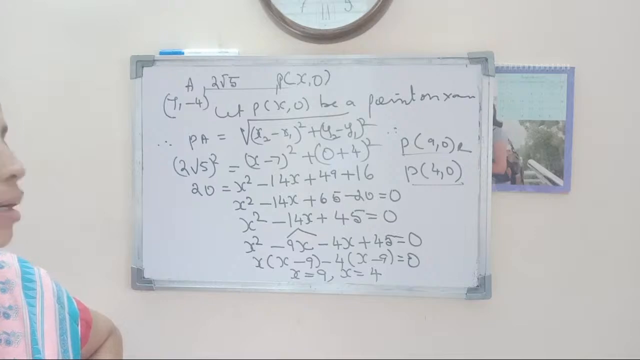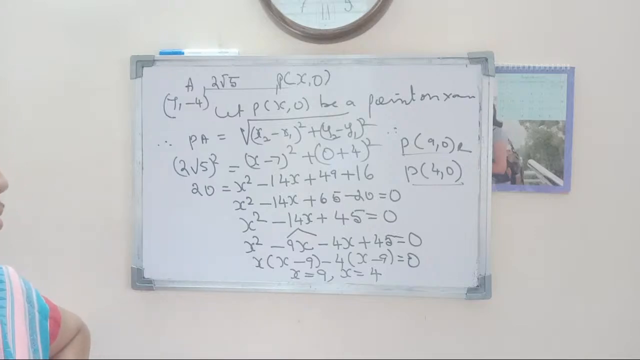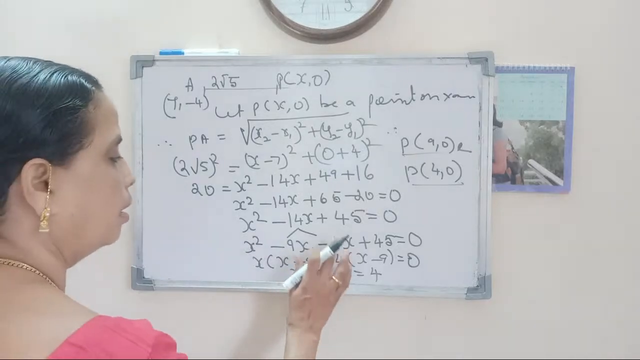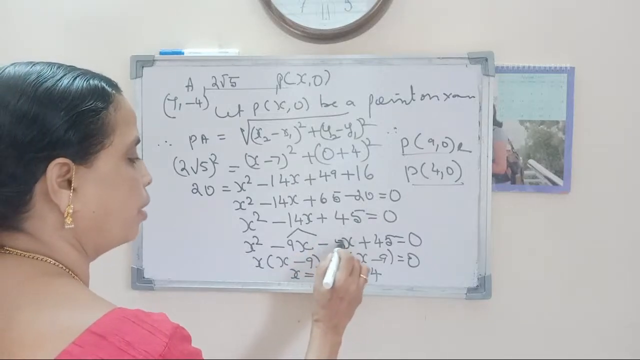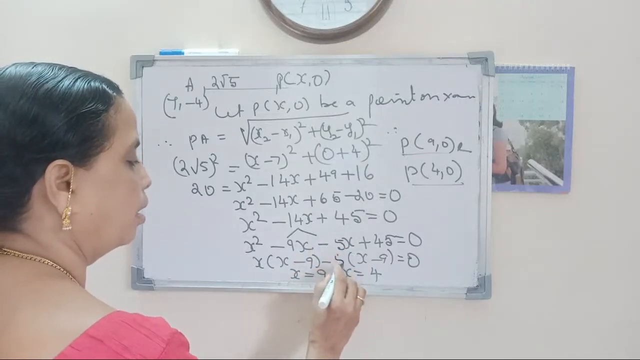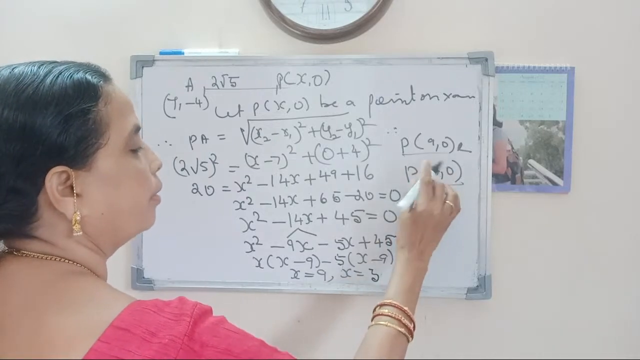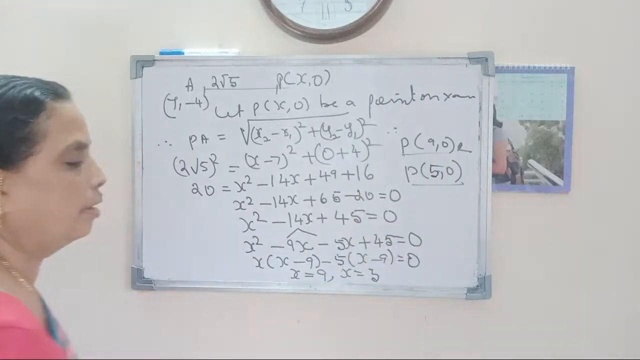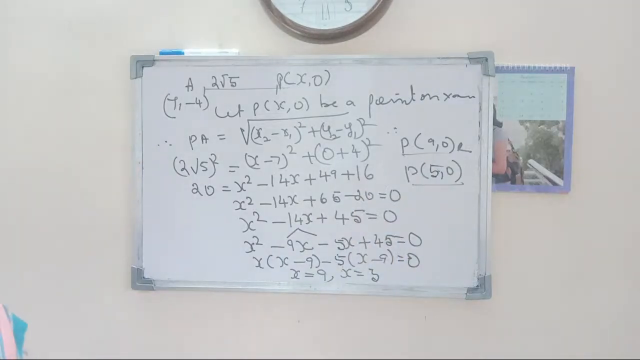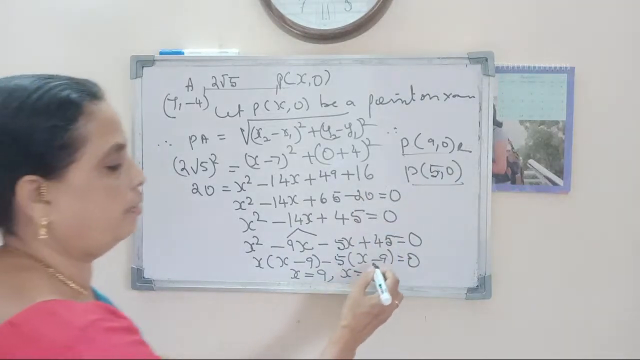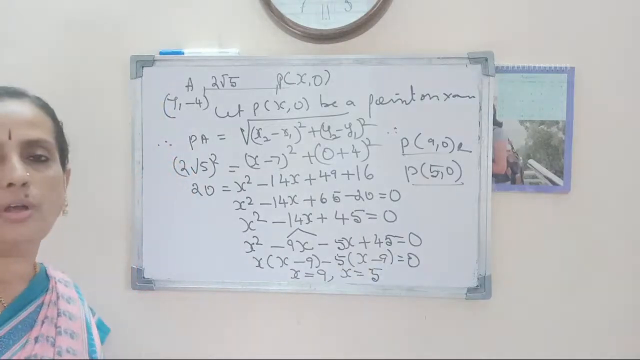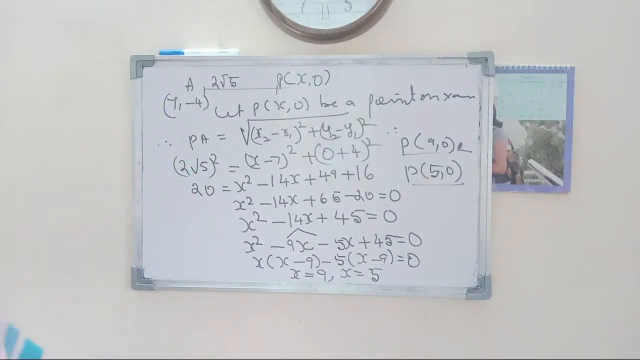Minus 14 can be taken as minus 9x minus 5x. I did 4, I'm sorry, it is 9 and 5. So the points are, thank you Vagdevi, 9 and 5. So x equals 9, x equals 5. The points are 9 comma 0 and 5 comma 0.